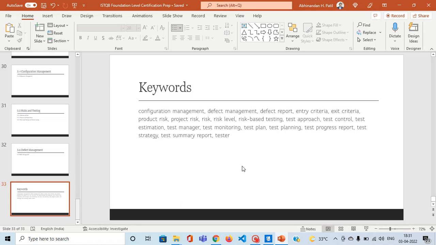Test strategy, right? Like we discussed, it could be analytical, model based, methodical, process compliant, consultative, regression averse, or reactive, right? One of them. Test summary report gives the consolidated test execution status, and the tester is the most important asset of the organization. So we have covered everything.